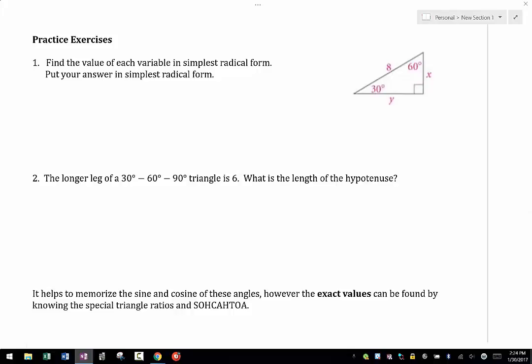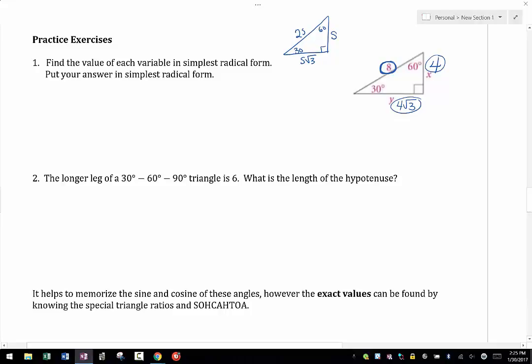And then for the next one here, we've got find the value of each variable in simplest radical form. So I look and I realize, oh, this is a 30, 60, 90. So in a 30, 60, 90, wherever you decide to put the 30 and the 60, it's up to you. The side across from 30 is S. The hypotenuse is double that. And the side across from the 60 gets a root 3. So in this case, my hypotenuse is 8. The hypotenuse is double the shortest side, which makes my shortest side 4. And the side across from 60 should be that short side times radical 3, making this 4 root 3.